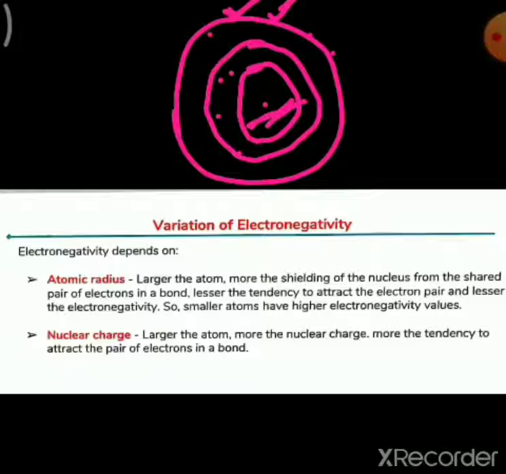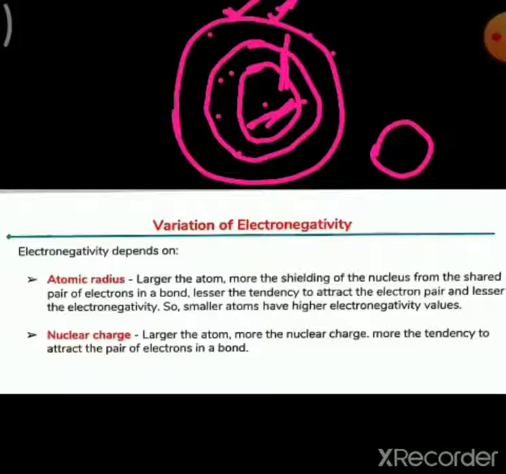That means these electrons cannot come closer to the nucleus, because the definition of electronegativity is the tendency of an atom in a molecule to attract the shared pair of electrons. If there is this much distance, how can they attract the electrons towards the nucleus? So we can say that the smaller the atoms, the higher their electronegativity values.